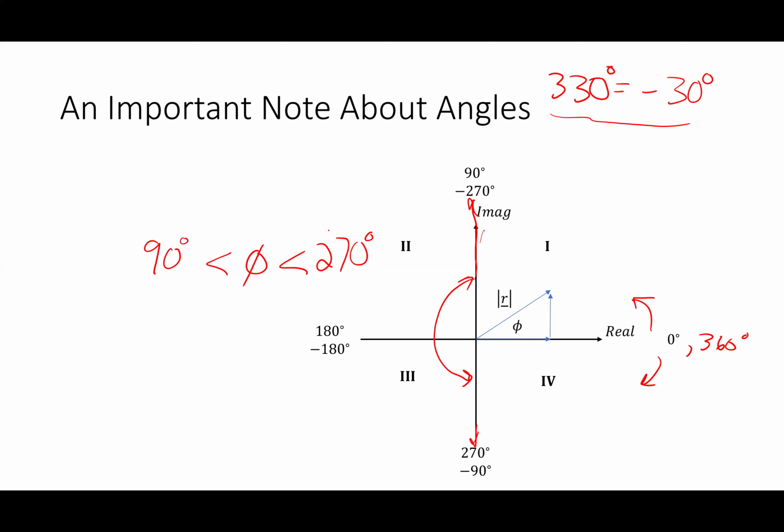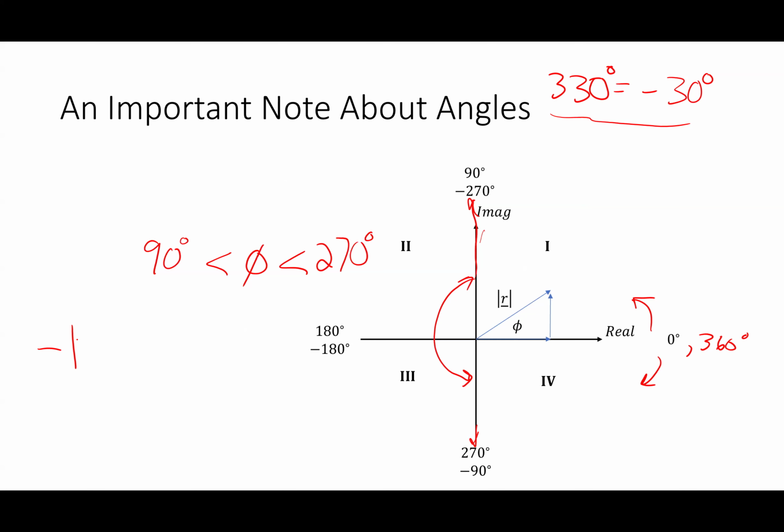Numbers between, or any vector between in the 4th and 3rd quadrants, we usually think of as having an angle between 0 and minus 180. You could also say it's between 180 and 360. Totally fine. But generally speaking, we tend to do it so that it's positive in 1 and 2, and it's negative in 3 and 4.